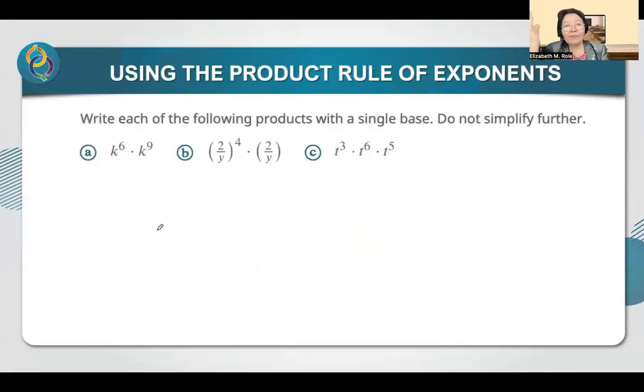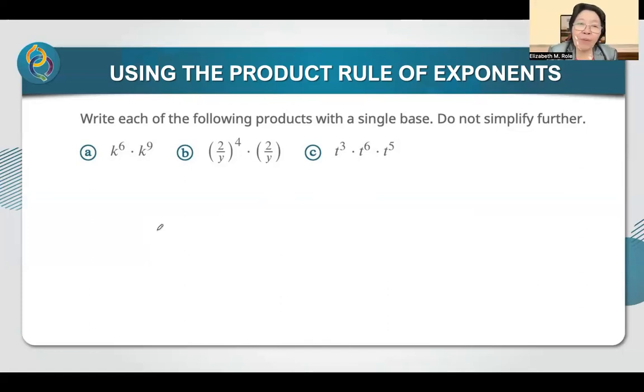For this one, we can just say it out loud without even doing any computation. What's your answer for letter A? k to the 15th power. Yes, k to the 15th. Now, your answer will just use the base. Do not simplify any further. Like letter B, what will be the answer? 2 over y to the 5th power. Yes.